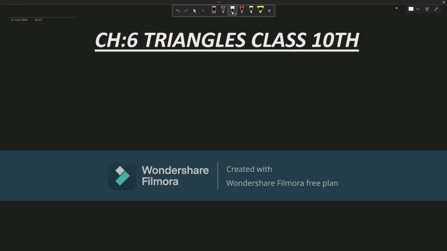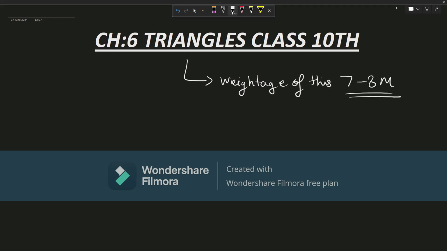So let's begin. Now I would like to tell you the importance of this chapter. If I tell you about the weightage of this chapter, it is among the top rankers in the most important chapters. The weightage of this chapter is about 7 to 8 marks approximately, and it is among the most important chapters.